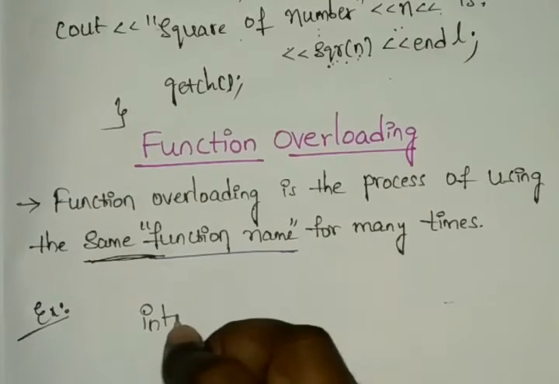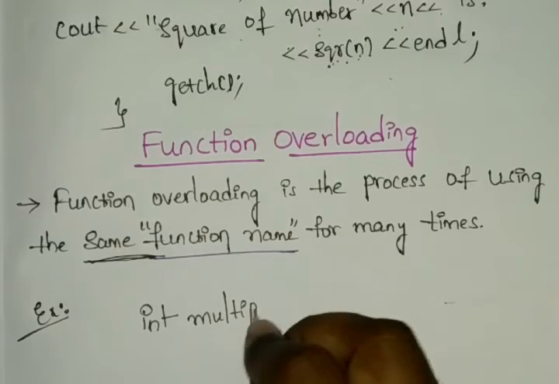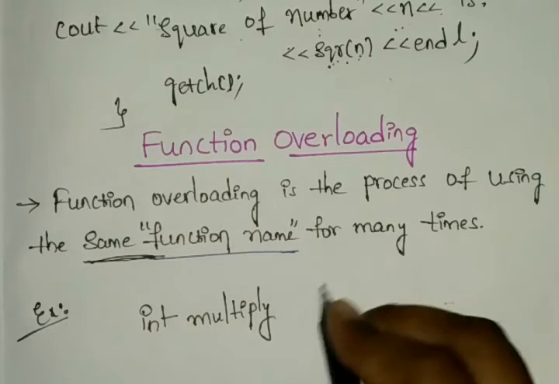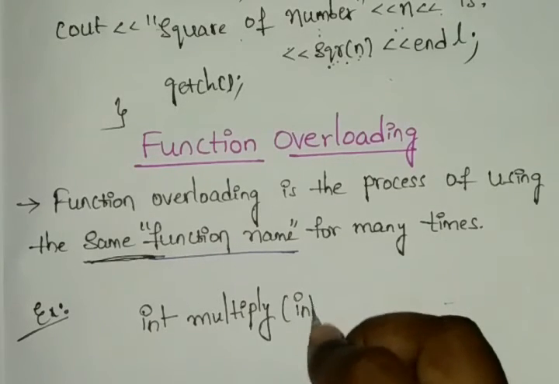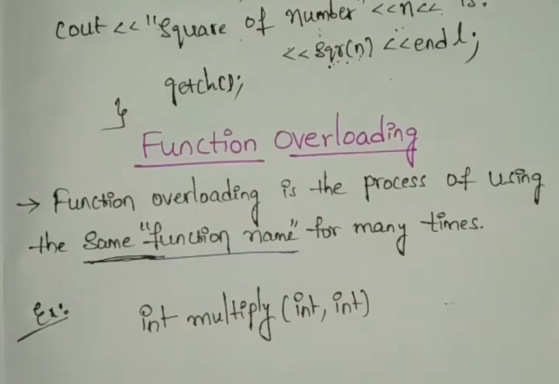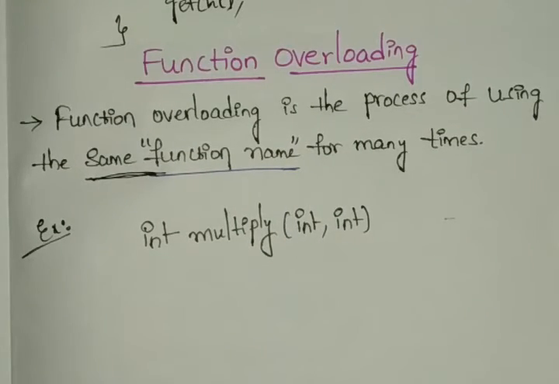Int. I am choosing multiply as the function name. Multiply is the function name. And next I am passing the parameter list, int and int. Without the variables also we can pass, there is no problem.